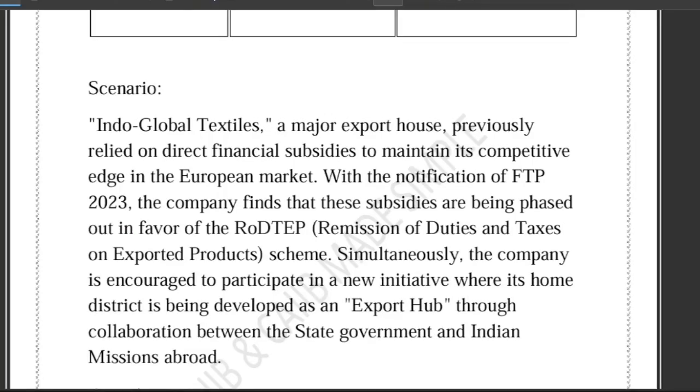Now, a very important question based on FTP 2023. This question is based on the foreign trade policy, which has been recently revised in the year 2023. So revision-based questions are frequently asked in the examination. The question is all about Indo Global Textile.